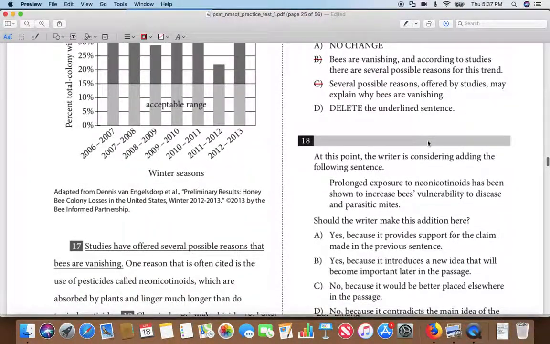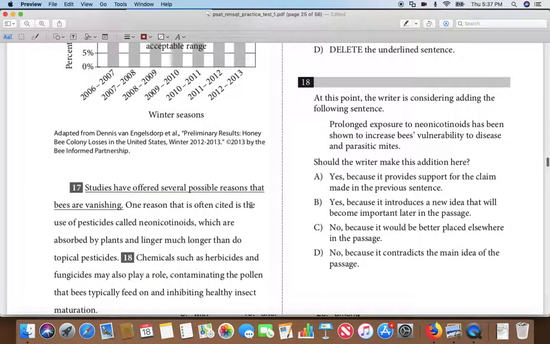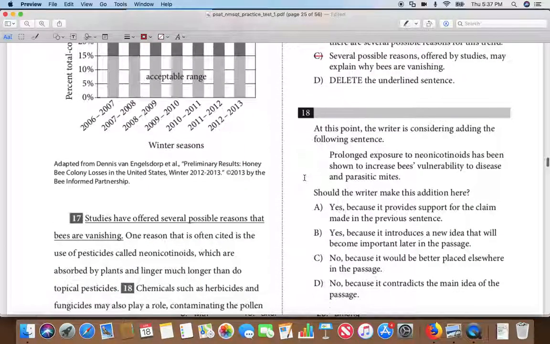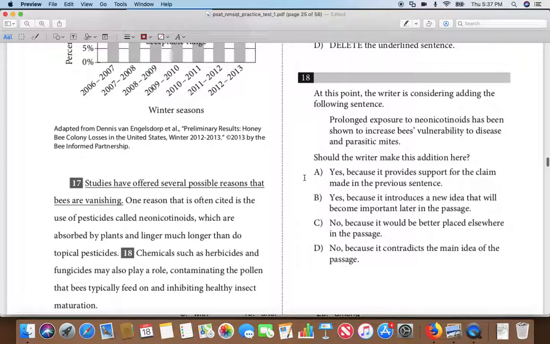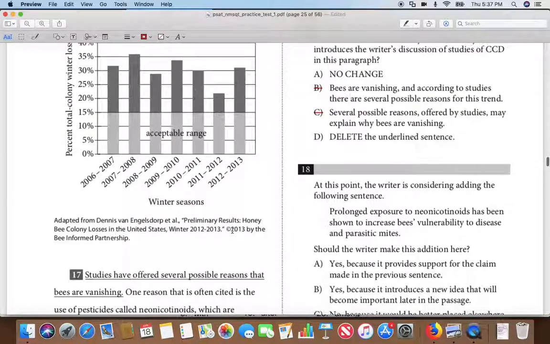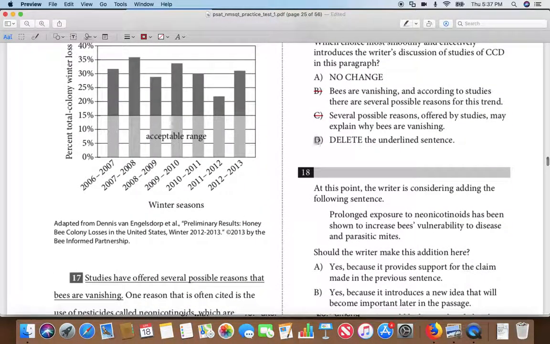Delete the underlined sentence. So let's just read the paragraph beginning with the second sentence. One reason that is often cited is the use of pesticides called neonicotinoids, which are absorbed by plants and linger much longer than do topical pesticides. Okay. How was that? Does that smoothly and effectively introduce it? I don't think it was smooth at all. No, it's not smooth, nor is it effective. What's the issue there? It needs an introduction. Yeah, one reason is cited for what? We need something in there. What's the best answer choice here? It's A.